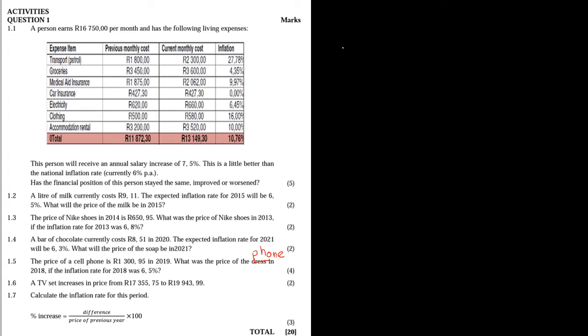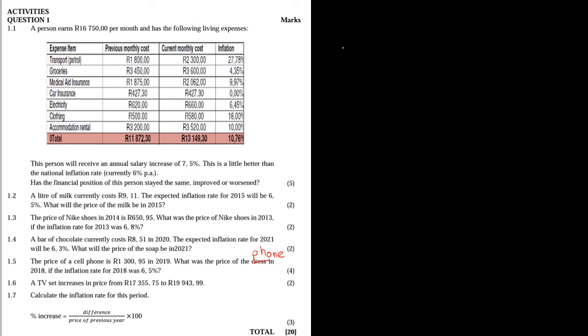Okay, in 1.5 we've corrected that mistake. In most of these booklets, please be aware of the wording and also some mistakes that can confuse you, but verify with your teachers should you get confused. If you look at that, we corrected that in 1.5. It was actually saying dress, when initially they're speaking about a cell phone. So let's continue. The price of a cell phone is 1,300 Rand and 95 cents in 2019. What was the price of the phone in 2018 if the inflation rate for 2018 was 6.5?